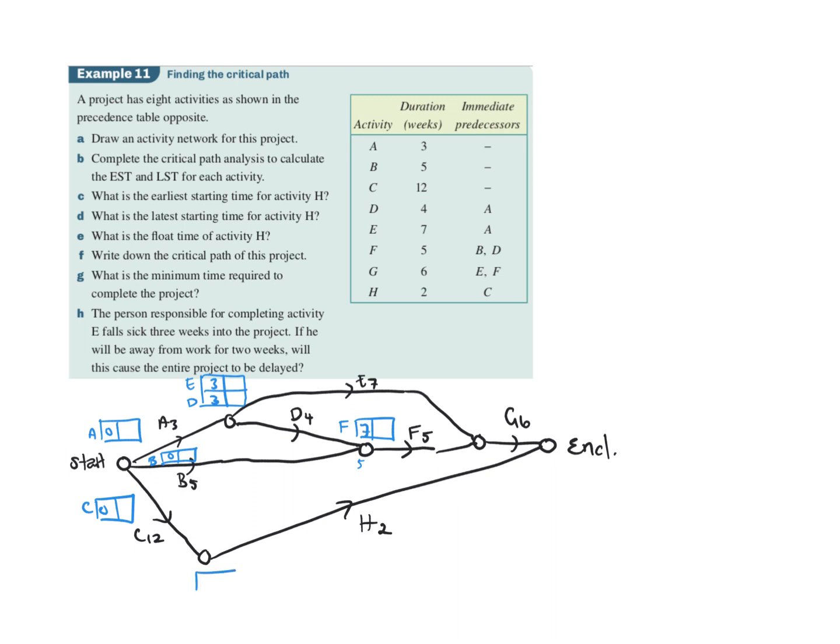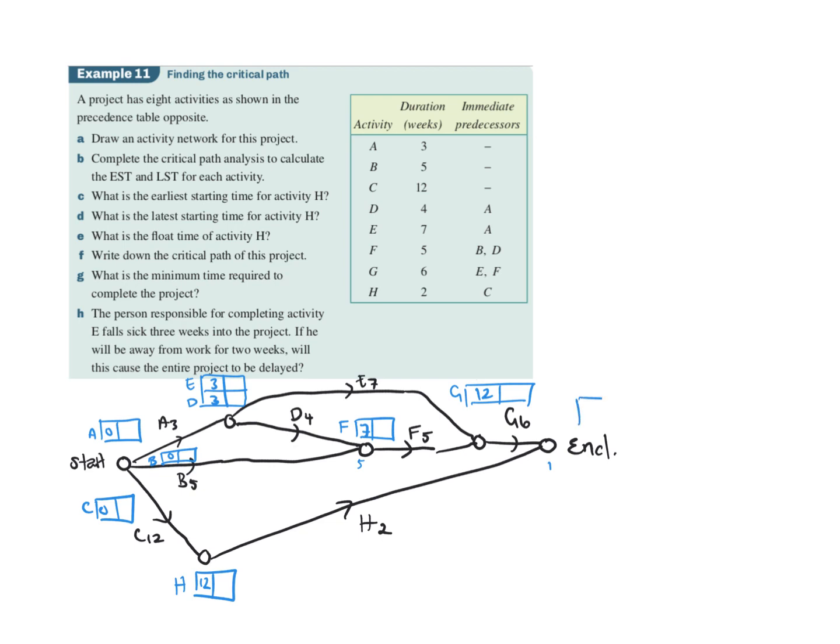Okay, just going down here, I'm going to do the H. So H would start at 12 after C. And then, what else have I not done? G. So G comes after F or E. So if E, it would be 3 plus 7 is 10, or if I came the F way, it'd be 7 plus 5, which is 12. So 12 is going in there because you've got to pick the longest.